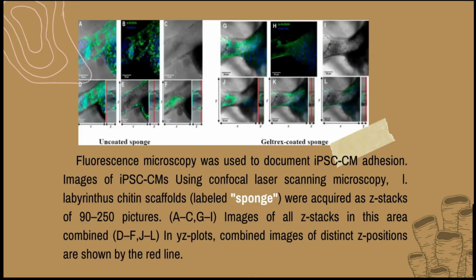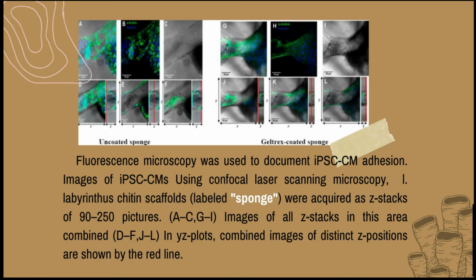The pictures shown are the uncoated and Geltrex-coated sponge. Fluorescence microscopy was used to document induced pluripotent stem cell-derived cardiomyocytes, or iPSC-CM, adhesion. The marker protein Ki67, which has been used to assess CM proliferation in several investigations, was used to investigate the proliferation of the iPSC-CMs on the sponge scaffold.